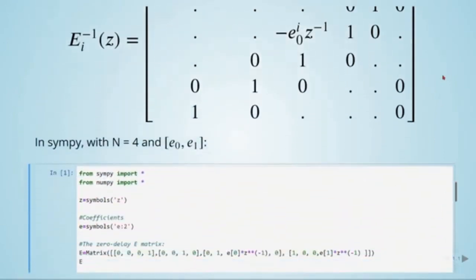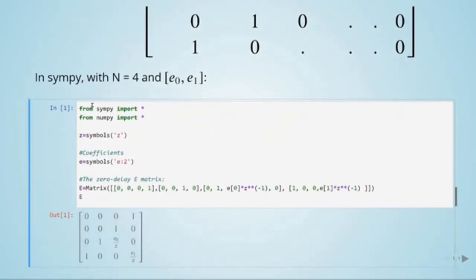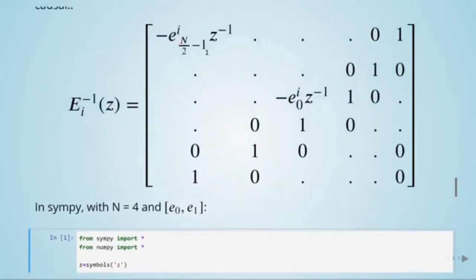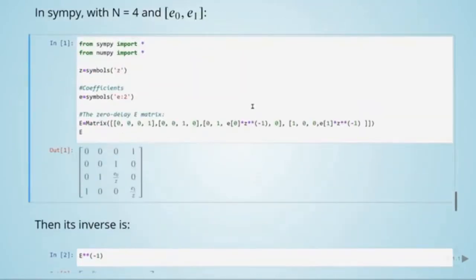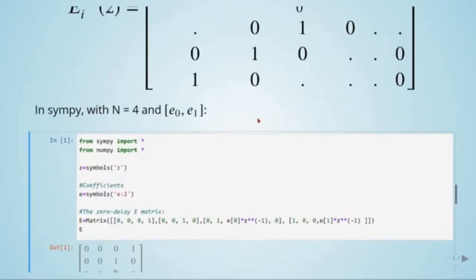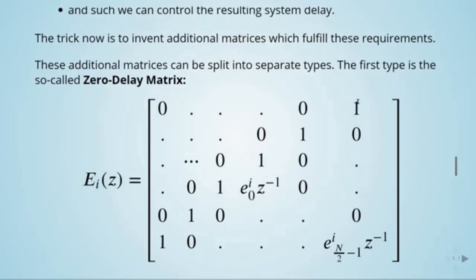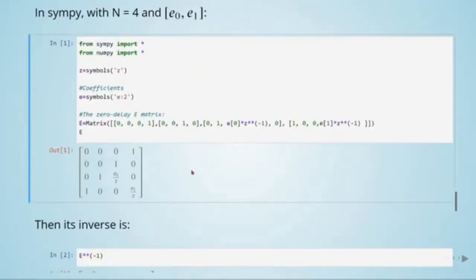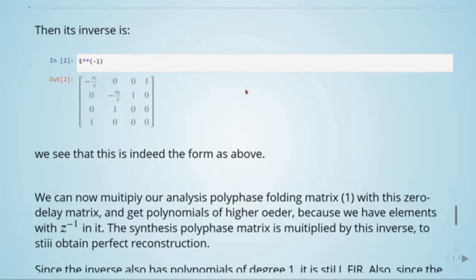So in SymPy, we can create this matrix. I'm importing from SymPy everything from NumPy, then I'm creating the symbols for z and the symbols for the coefficients e, so these coefficients e here. And then we have our zero delay matrix, which indeed, if we see here, is identical to this one here. And we obtain the inverse by making e to the power of minus 1, and then we have the inverse, and we see that this is indeed the form as above.